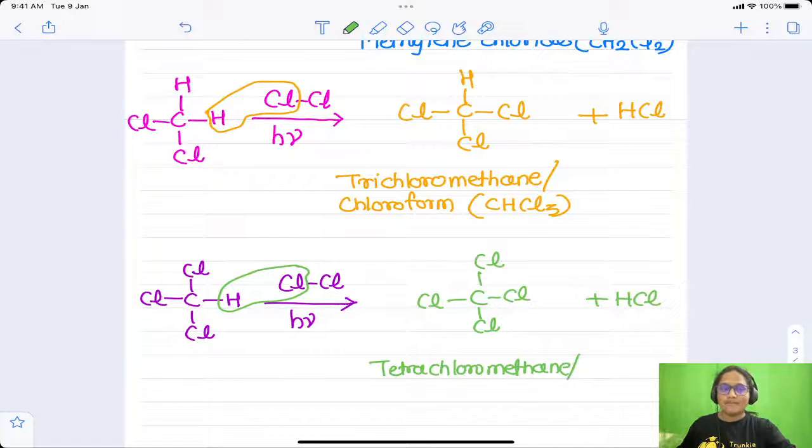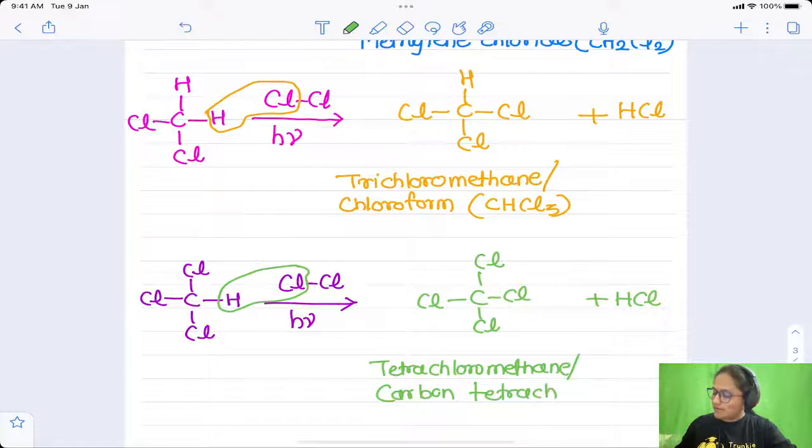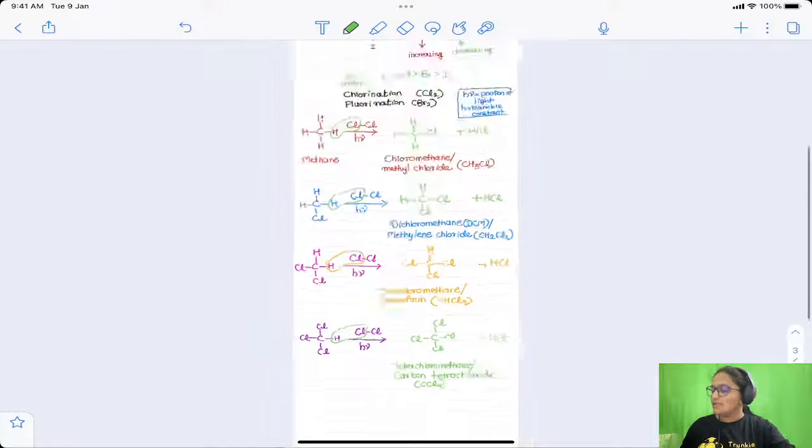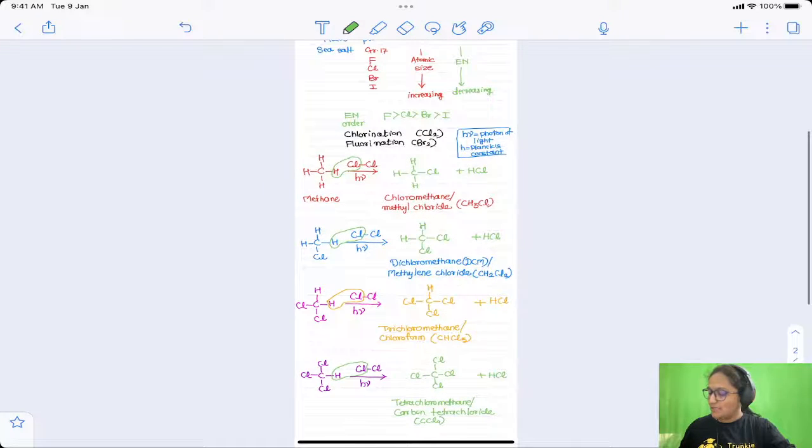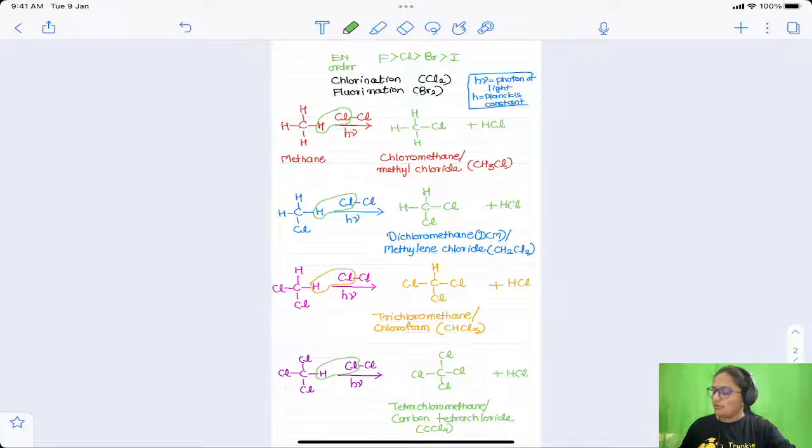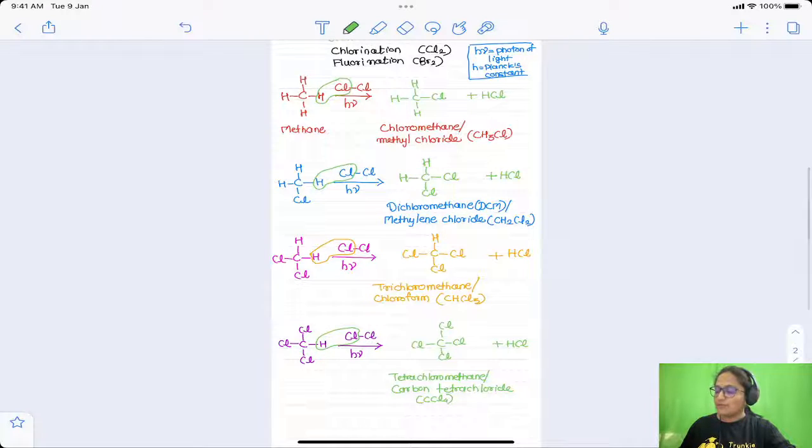Popularly, or in the common name system, it is called carbon tetrachloride. Carbon tetrachloride, and the formula is CCl4, right? In CCl4 you can see there is not a single hydrogen left behind, therefore further reaction will not take place. So this is called halogenation, or more specifically chlorination of methane.